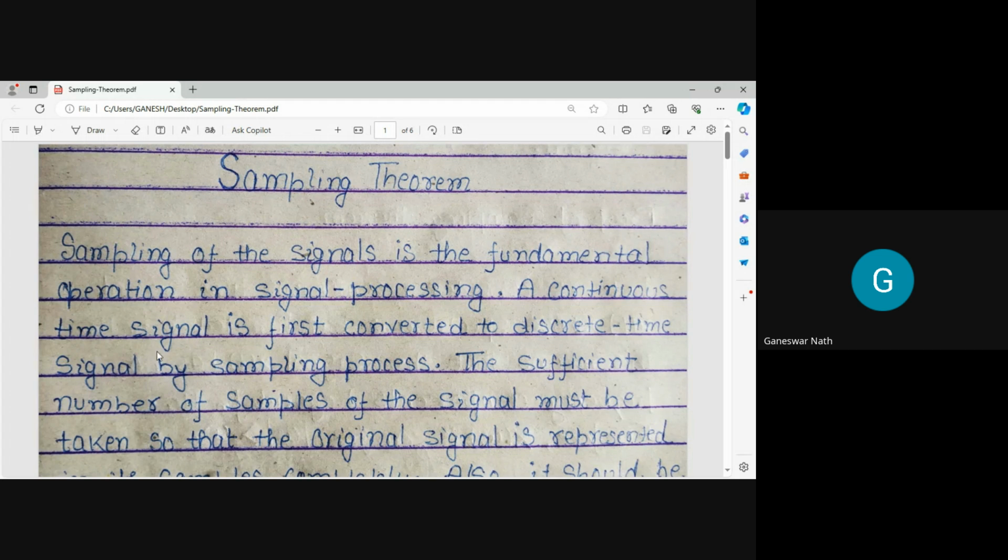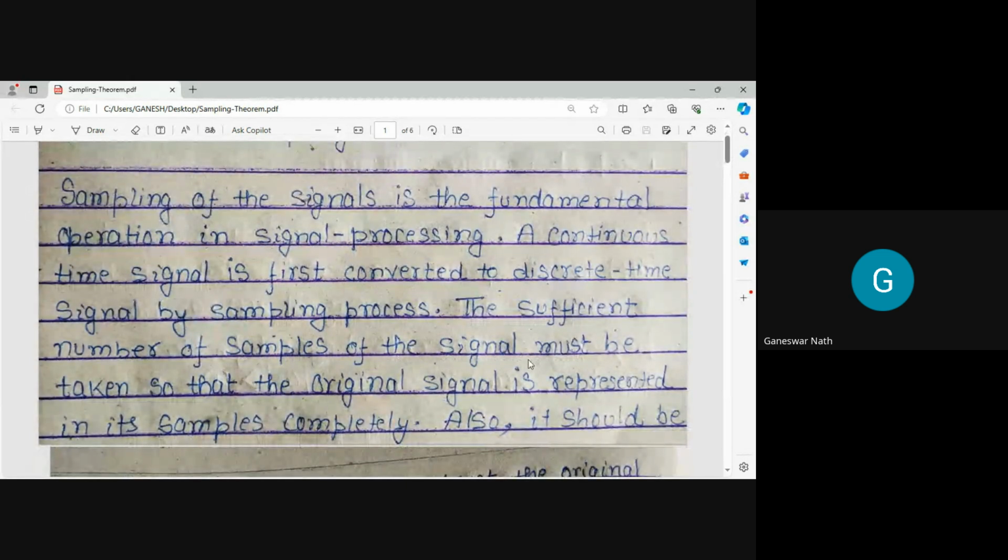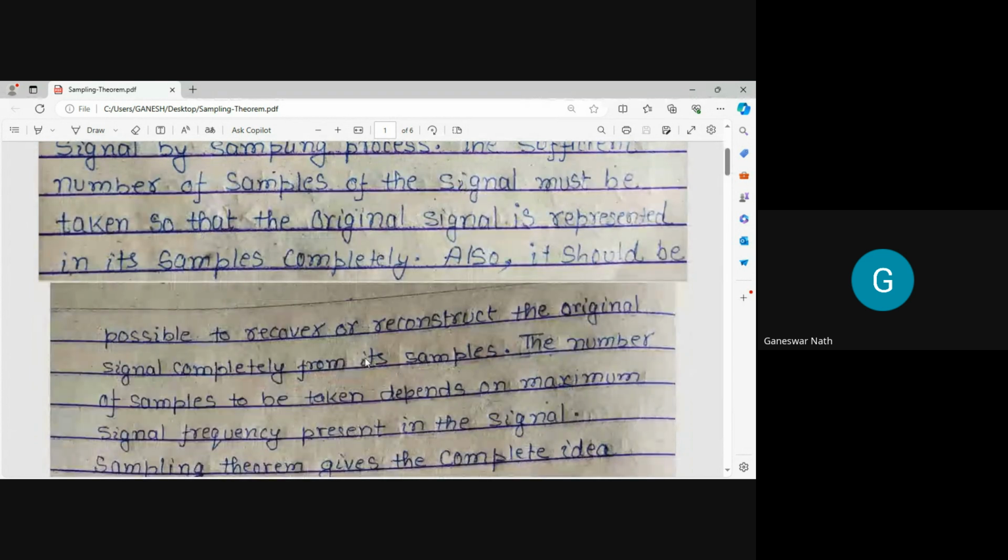A continuous time signal is first converted to a discrete time signal by the sampling process. A sufficient number of samples of the signal must be taken so that the original signal is represented completely in its samples. That means when signals are coming, they must be processed in such a way that the output signal we get contains the input signal. It should also be possible to recover or reconstruct the original signal completely from its samples.